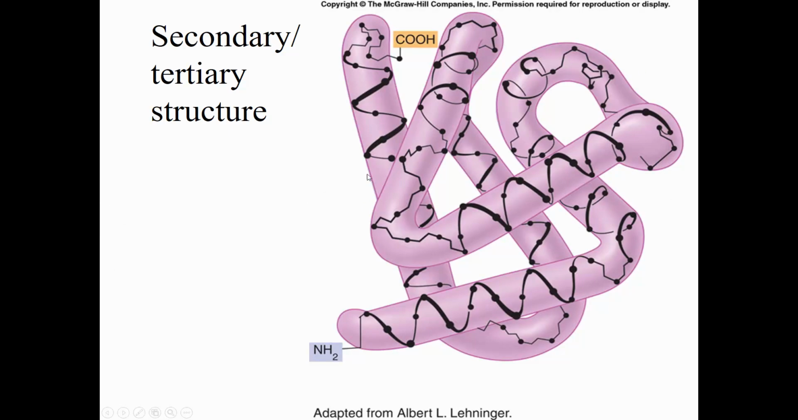Then we have the coils, and we have the zigzags, and we have the disulfide bonds, and we have the hydrogen bonding, and they form up into a coil. So we have secondary structure when we have the coiling. We have tertiary structure when the coils themselves coil.